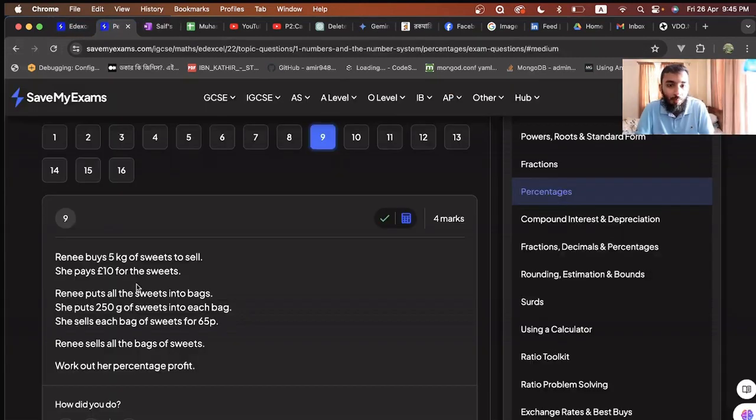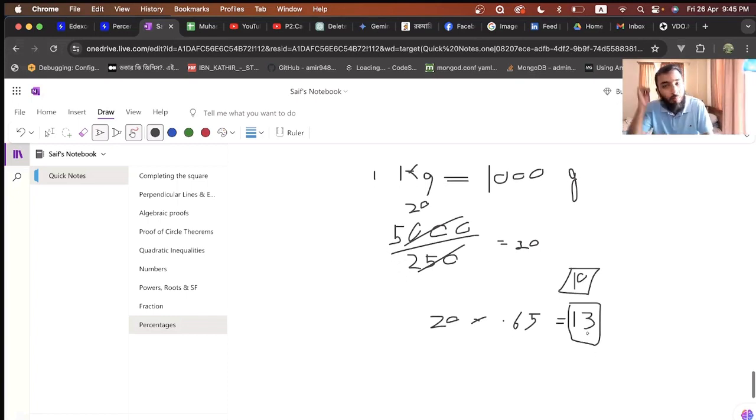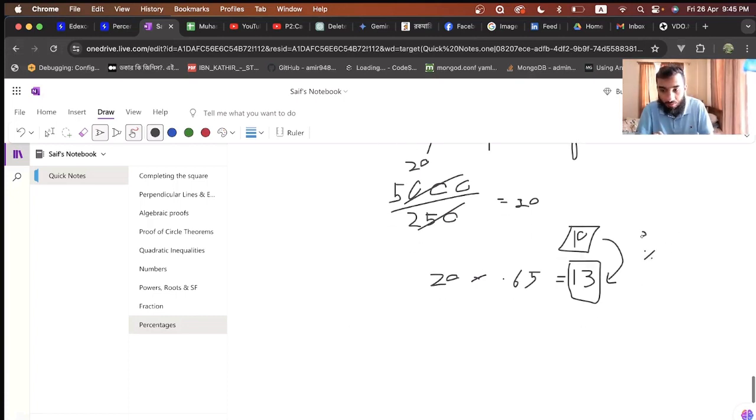And what is the amount she buys? She buys it for 10 pounds. So she buys those sweets for 10 pounds and sells them for 13 pounds. So what is the percentage profit that she earned? Let's say it's X percentage profit. X percentage of the first figure, let's say X percentage is the total revenue that she earned. So X percentage of 10 is 13.